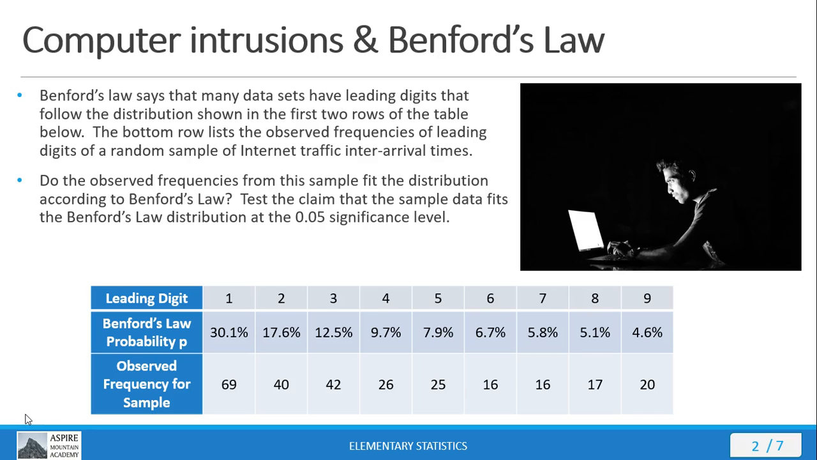Looking at the data that we have here, we've got probabilities for Benford's Law, and we've got observed frequencies for a sample of data. So in our sample data, we've got 69 values that start with the number 1, 40 values that start with the number 2, so on and so forth. We're asked to test the claim that the sample data fits Benford's Law at the 5% significance level.